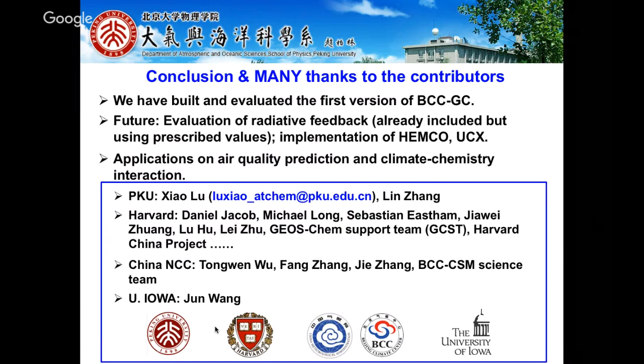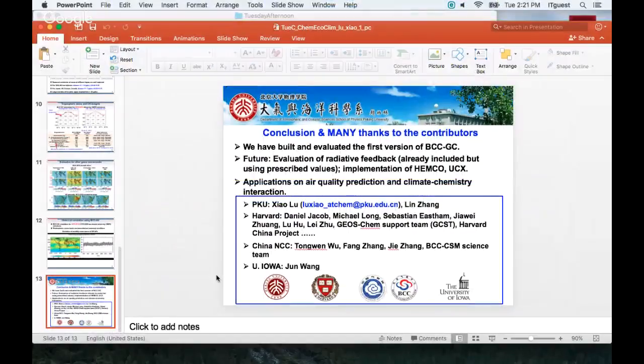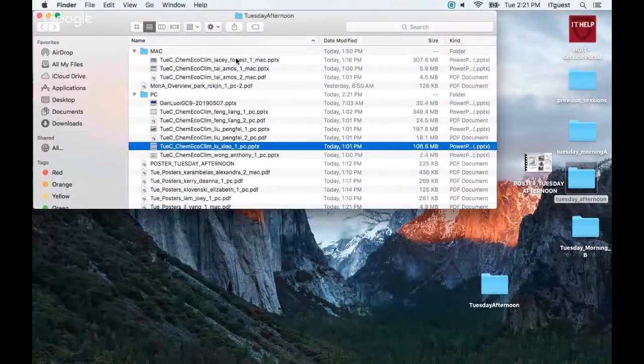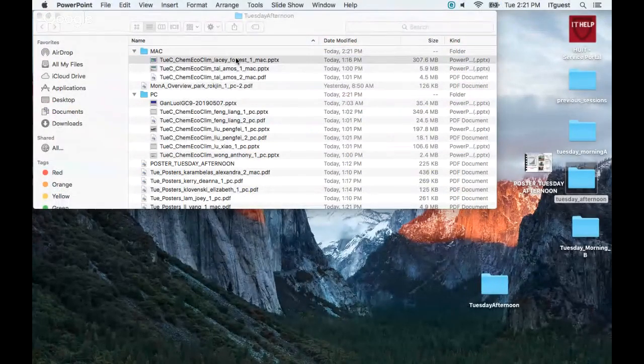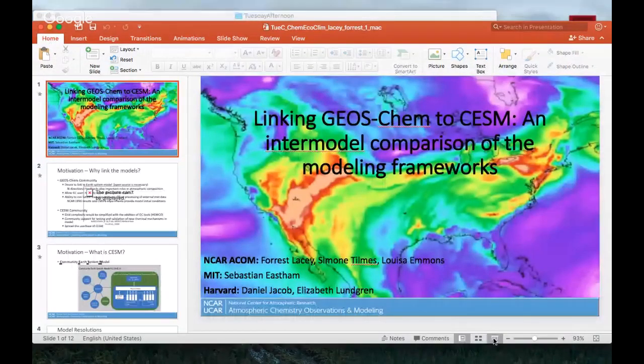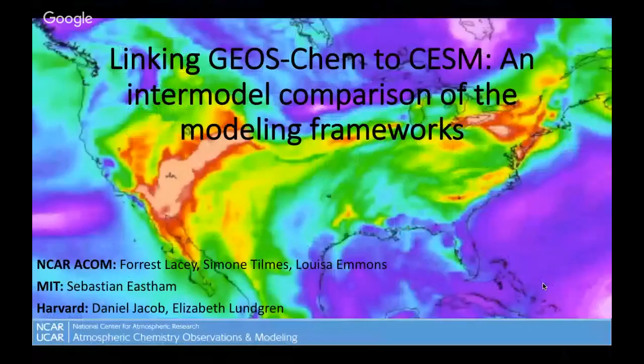I cannot catch the question. The washout rate, I think it was HNO3 that you showed. Okay, the wet deposition of HNO3. I have noticed that, but it may be due to some problems in wet scavenging. We now treat the convective transport and wet scavenging both in GEOS-Chem, but this will lead to some inconsistency compared to BCC wet deposition.